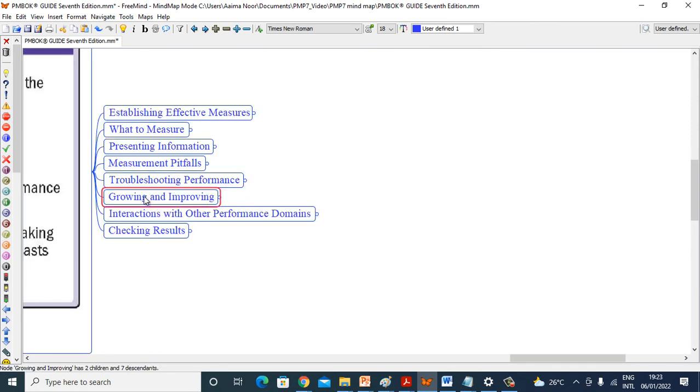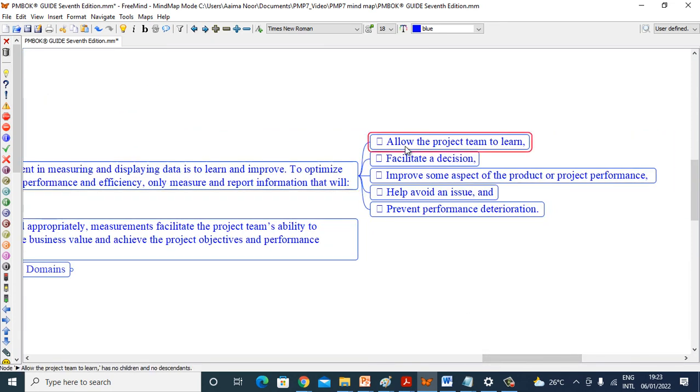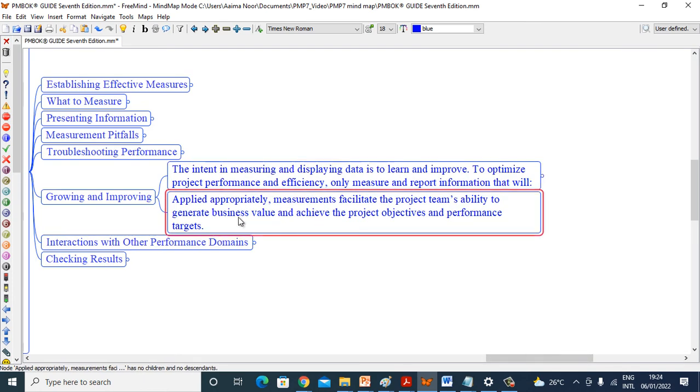Now let's go to the next topic, that is growing and improving. The intent in measuring and displaying data is to learn and improve, to optimize project performance and efficiency. Only measure and report information that will allow the project team to learn, facilitate decisions, improve some aspect of product or project performance, help avoid an issue and prevent performance deterioration. Applied appropriately, measurements facilitate the project team's ability to generate business value and achieve the project objectives and performance targets.